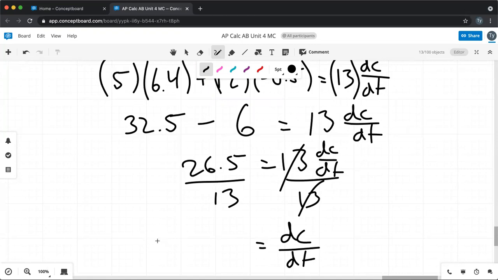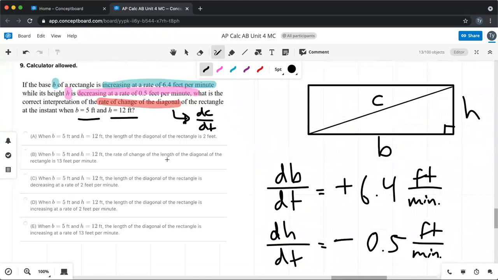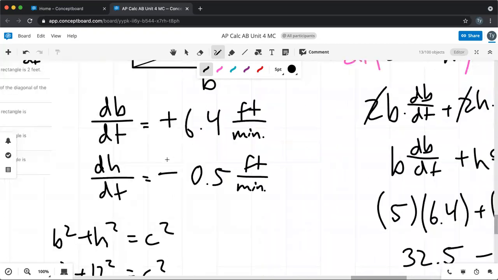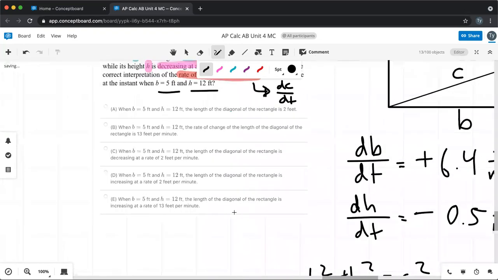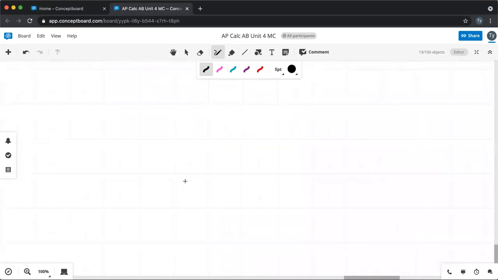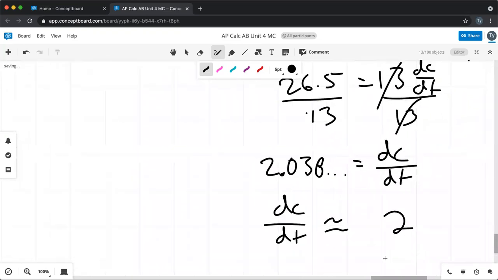If you throw that in the calculator or just estimate, this is about 2. So 2.038 and some stuff. I think this one's calculator allowed. Yeah, so you can just put it in a calculator. Okay, so we get 2.038. If you look at the answer choices, they just say 2. So let's look at, we just care about 2. Okay, was this positive or negative? Well, we don't see a minus sign here, so it's a positive 2.